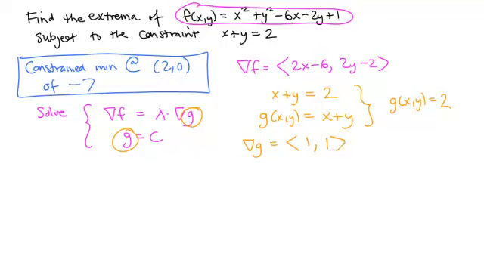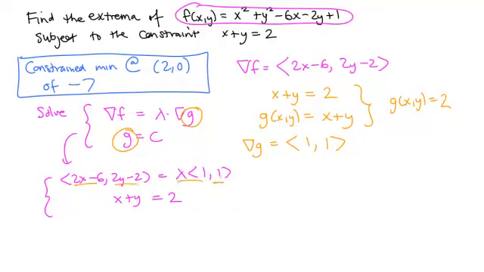And so our equations are going to be the gradient of f, (2x minus 6, 2y minus 2), is equal to lambda times the vector (1, 1). And the second equation is g equals c. That's the constraint equation, x plus y equals 2. Now remember how I said that this is really three equations and three unknowns? Well, that's because the top involves components.